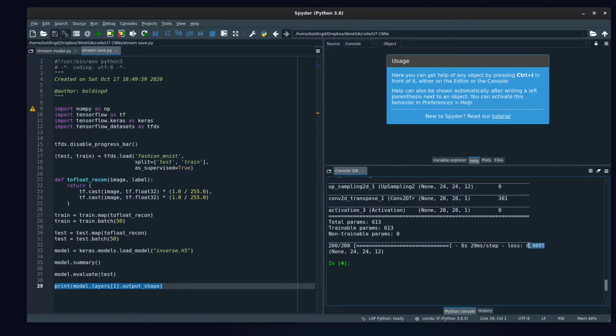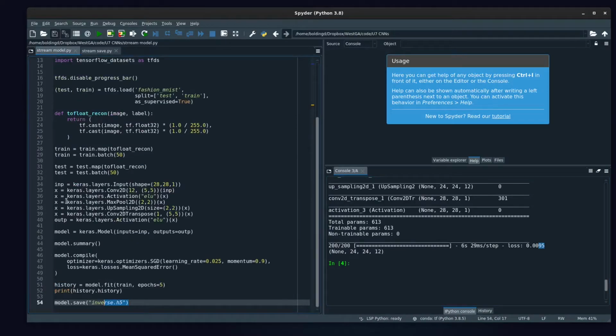You see that my loss over the test set is 0.0095. That's my mean squared error loss. That seems fairly good, although I would like to see what those reconstructions look like. I would not be surprised if that ends up being very good, because we only have one convolution layer, right?